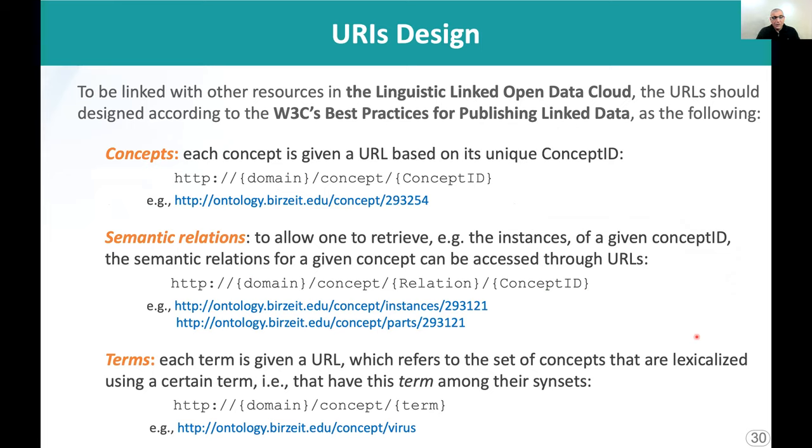This is about URL design. This is an important issue which I believe lexicographers may not care about, and which is related to how concepts are identified. In the Arabic ontology, each concept is given a globally unique URL, or URI as Peter says. And each semantic relation is also given a URL.